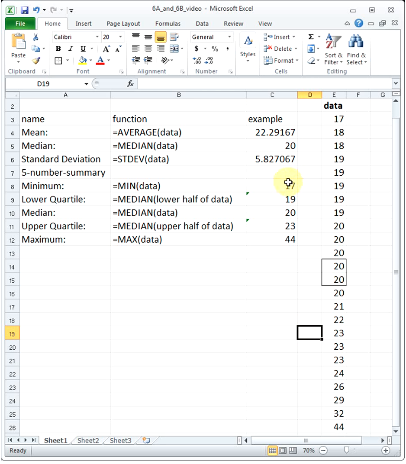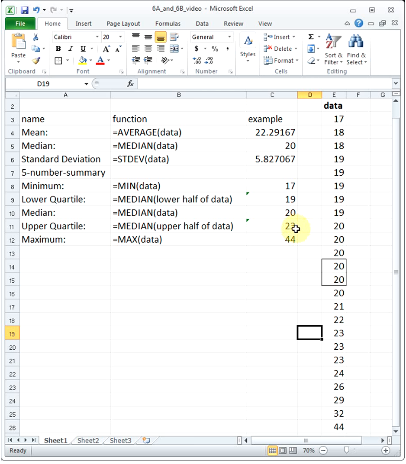So on our chart, we have about 25% of our data between the values 17 and 19. We have about 25% between 19 and 20, another 25% between 20 and 23, and then another 25% between 23 and 44. And because our initial numbers, the 17, the 19, and the 20, and even the 23, are all close together, that tells us that we have a lot of data in those values.